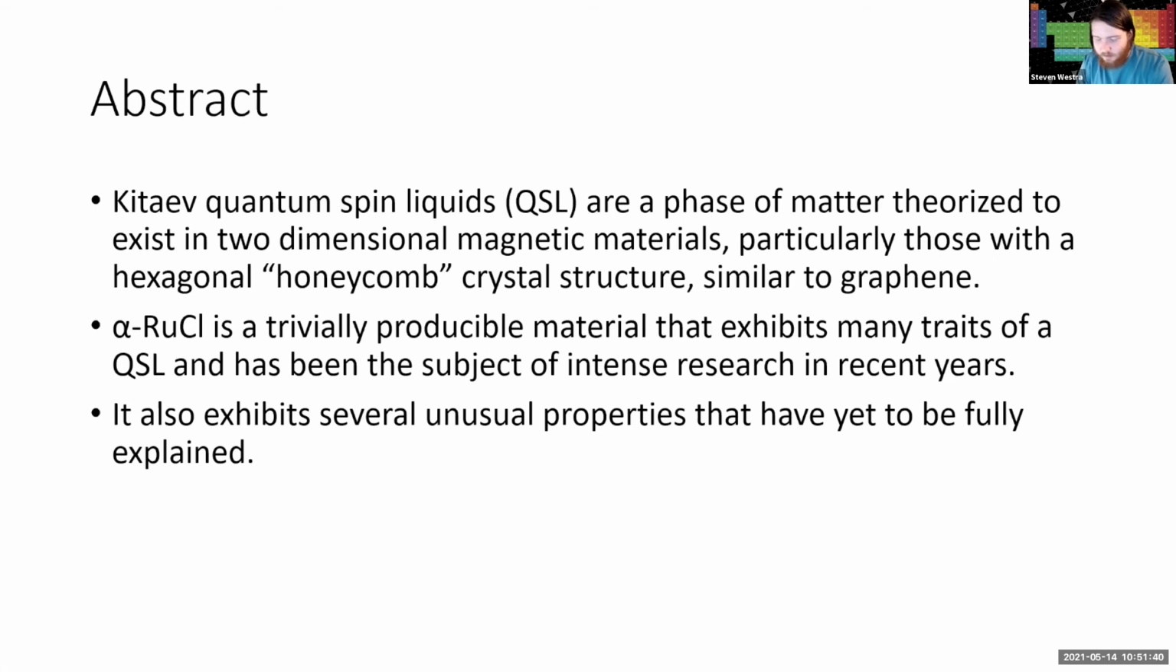Alpha-ruthenium chloride is of particular interest in this, in that it strongly exhibits many traits that were thought to be indicative of this type of phase of matter, and it is relatively trivial to produce. It also individually exhibits many unusual properties that have yet to be fully explained in published literature.